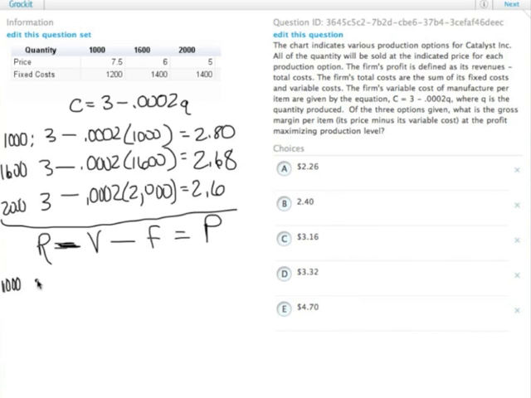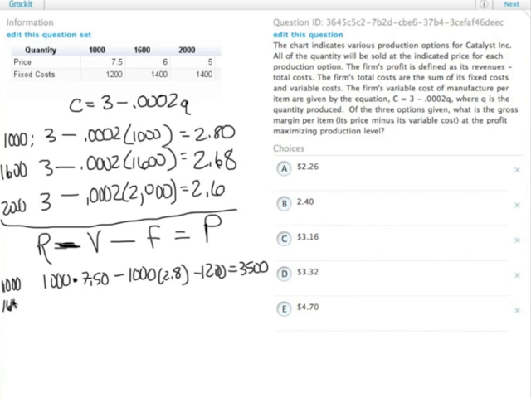So the 1,000 batch, the revenue is going to be 1,000 sold at the rate of $7.50 each, minus the variable cost. The columns aren't going to line up, sorry about that. The variable cost that we established was 2.8, so that's 1,000 at 2.8 each, minus a fixed cost of 1,200 from the chart, that equals 3,500.